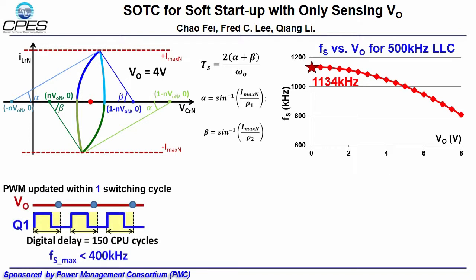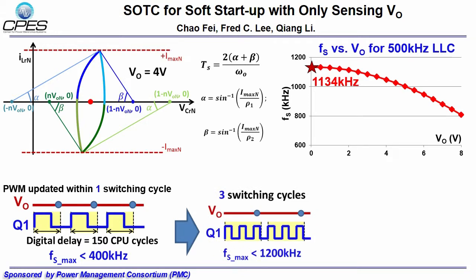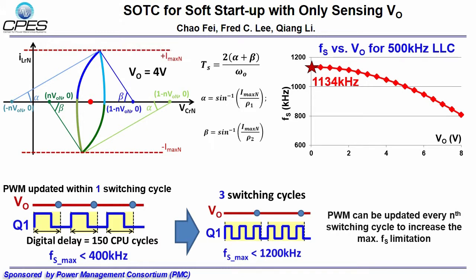If the control is executed every switching cycle, it's good for up to 400 kHz. We can update PWM within 3 switching cycles. Then it's good for up to 1200 kHz, which is suitable for the 500 kHz LLC. So PWM can be updated every nth switching cycle to increase the maximum switching frequency limitation.